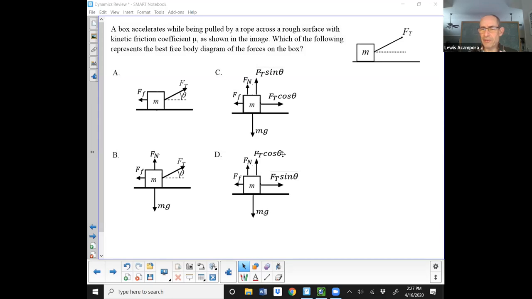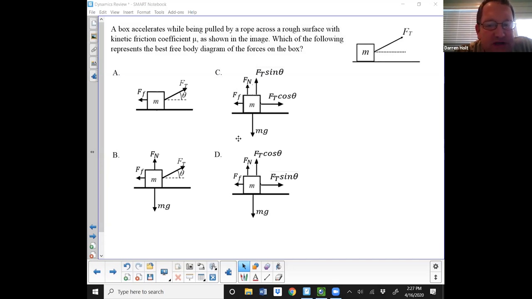I've got a few more votes coming in, and that's most of them. So I'm going to end the polling in 3, 2, 1. All right, I like this. You guys did a good job. We did a good job as a group in selecting the correct free body diagram.